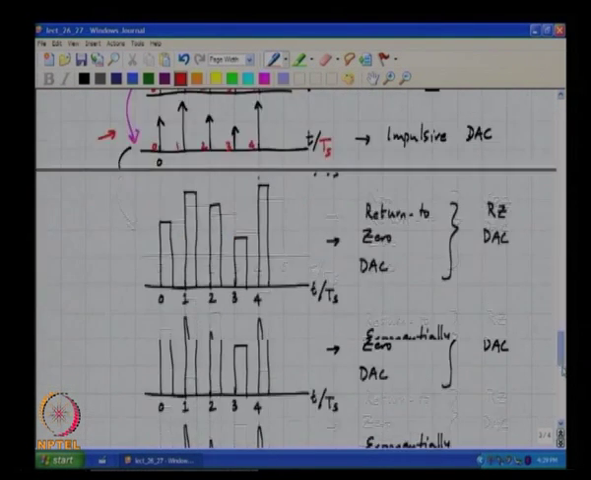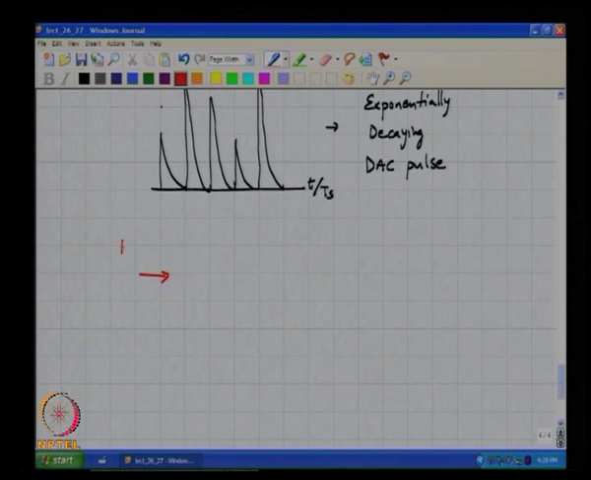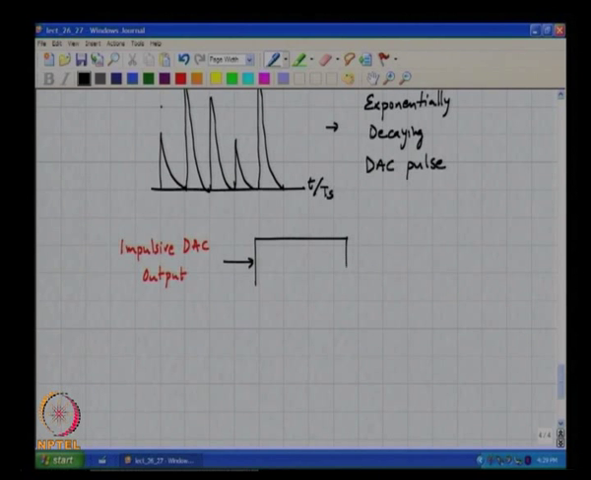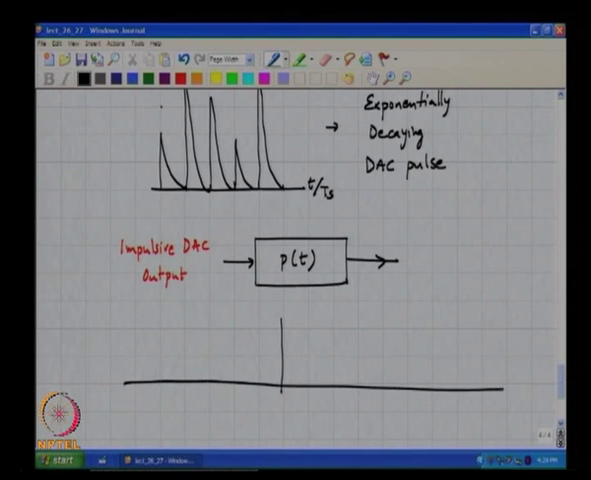They are equivalent to, in principle, taking the impulsive DAC output and passing it through a filter whose impulse response is the DAC pulse shape, and you get the output spectrum. Okay. So, for example, the impulsive DAC output spectrum, let us say, is something like this.